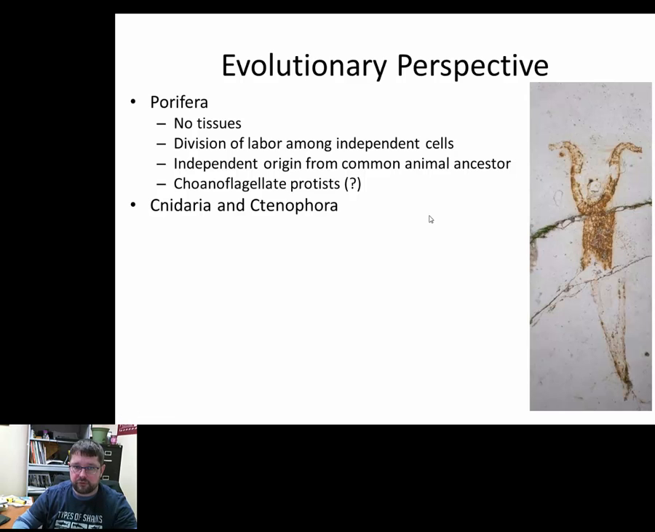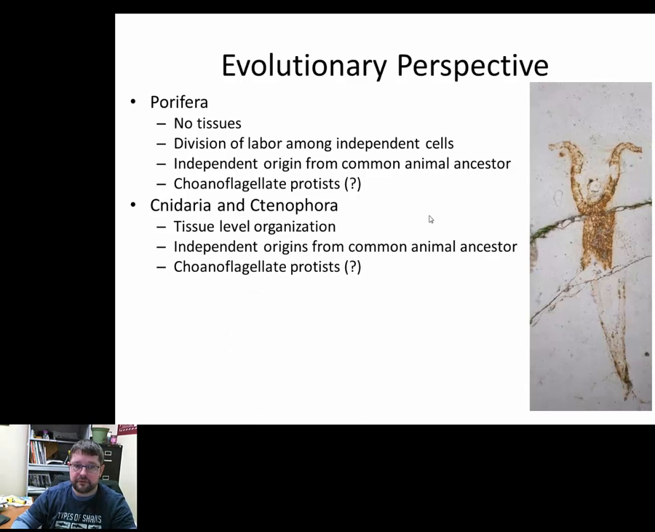There are two other groups that kind of get lumped into the primitive animals, and that would be cnidarians. Okay, so these are jellies and corals and things like that, and ctenophora, which they don't really have a common name, they're just called the ctenophores, which are kind of like jellies, and you'll see that superficially they look just like jellies, except they have some other unique features. When we start looking at them, we now see tissue level organization.